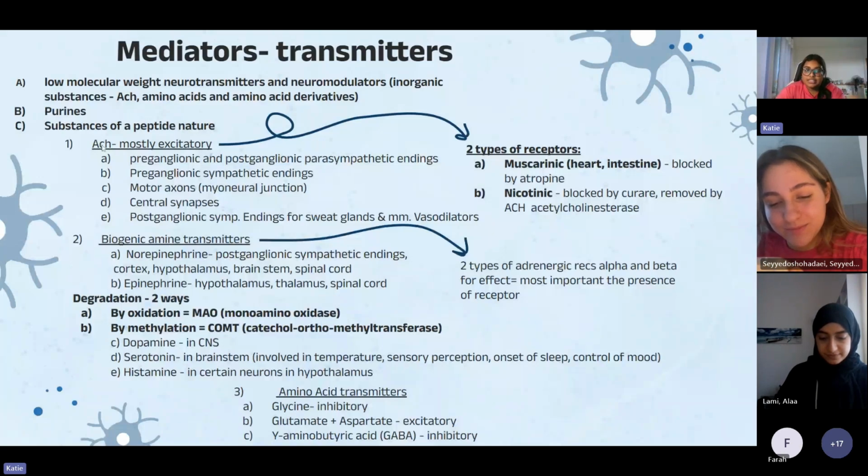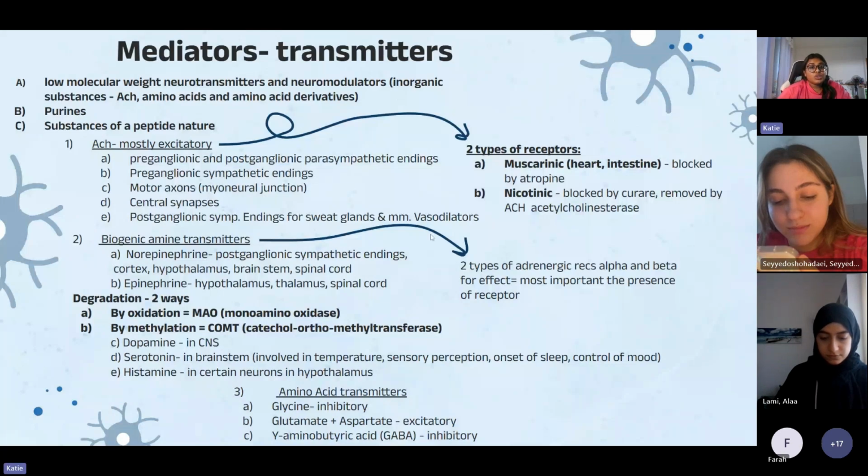Then you don't just have acetylcholine. Another very important type of neurotransmitter is the biogenic amine transmitters, which I called catecholamines before. You have norepinephrine and epinephrine. These are the places where they're found. You need to memorize this. It's found mostly in the brain, but norepinephrine is also present outside the brain. Even epinephrine, but just the spinal cord.